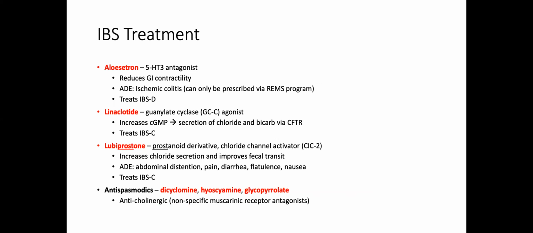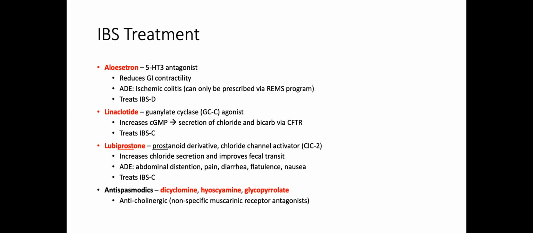So some other treatments are going to help against contractility. Alosetron, which is a 5-HT3 antagonist, can work right there at the GI tract. It can help with IBS-D. Linaclotide is a GC-C agonist, and it increases cGMP to help treat the constipation. Another one to help treat the constipation form is lubiprostone.